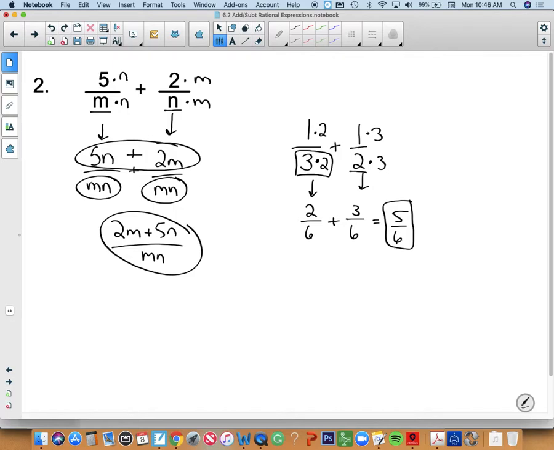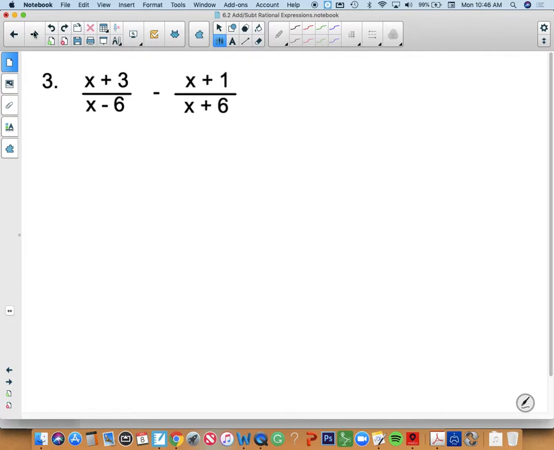Okay? So let's look at another one. Kind of similar to that. We had x plus 3 over x minus 6 minus x plus 1 over x plus 6. Okay, take a little bit to write it down, and then we'll work through it.